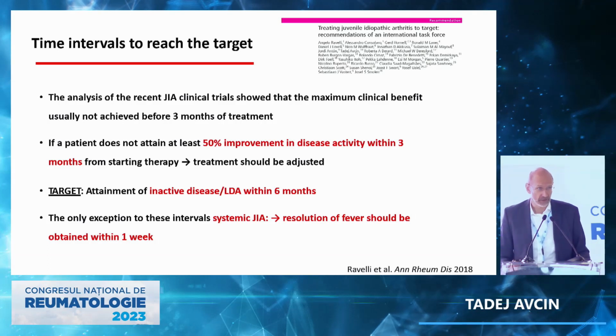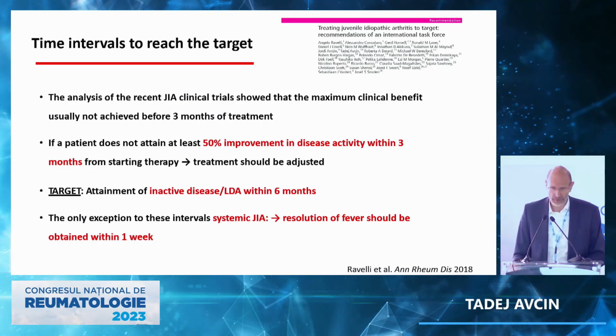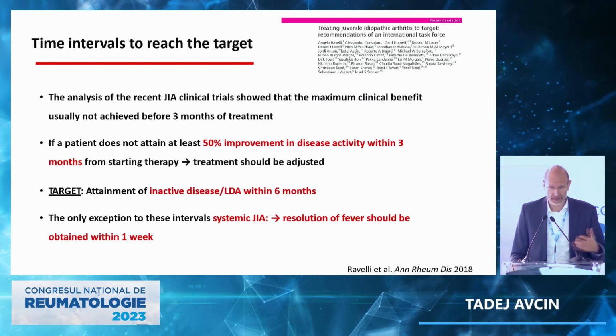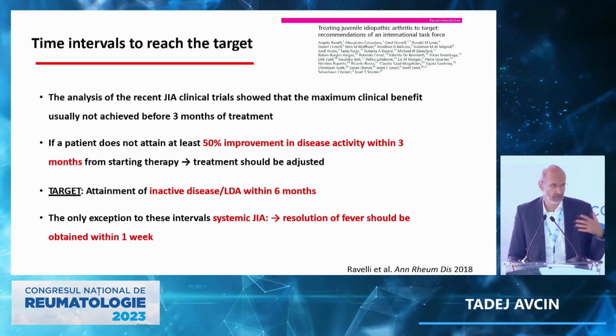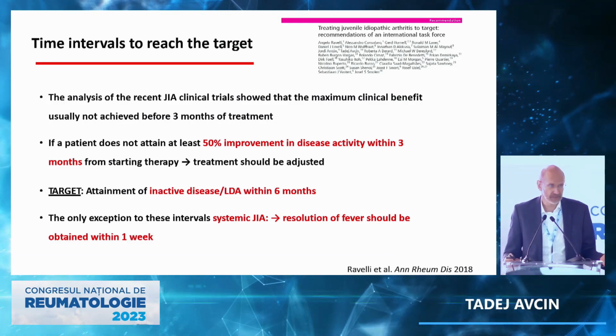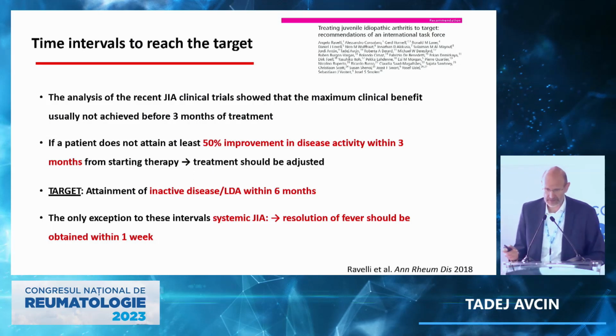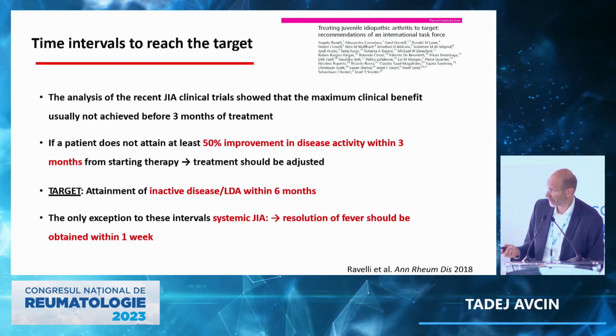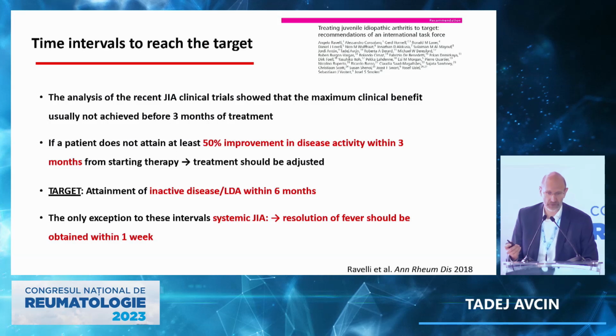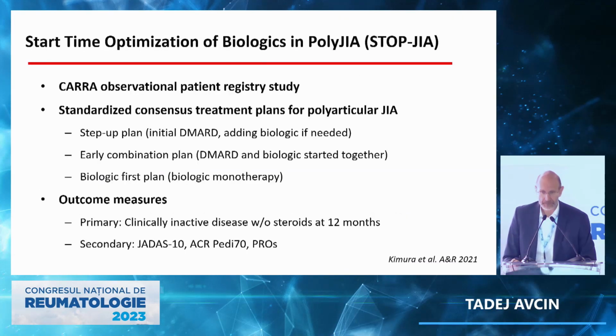And what are our targets in the treat-to-target approach? Basically, we would say that in 3 months' time, we would like to see 50% improvement, and in 6 months, we would like to have inactive disease. This is not true for systemic JIA, where we would like to see resolution of fever in 1 week's time.